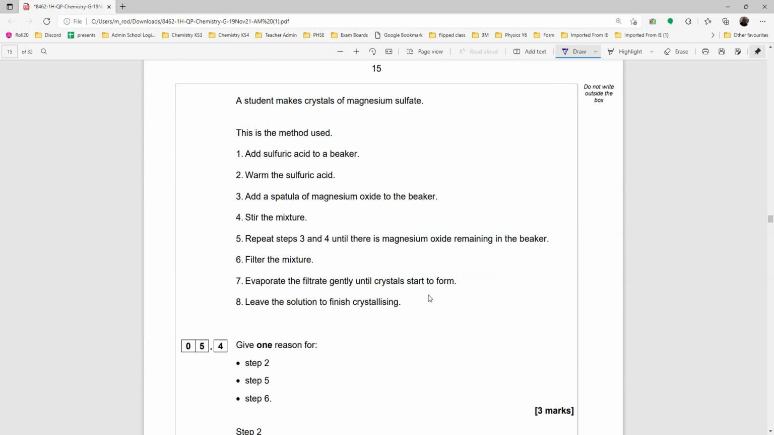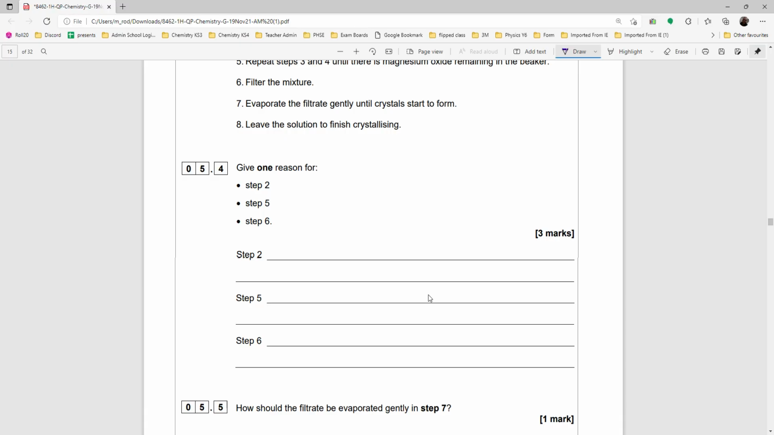A student makes crystals of magnesium sulfate. This is the method they used. They added the sulfuric acid, they warmed the acid, they added a spatula of magnesium oxide to the beaker, they stirred the mixture, they repeated steps 3 and 4, and they filtered it. They evaporated the filtrate gently until crystals started to form, and they left the solution to finish crystallizing. Give a reason for step 2, 5, and 6.